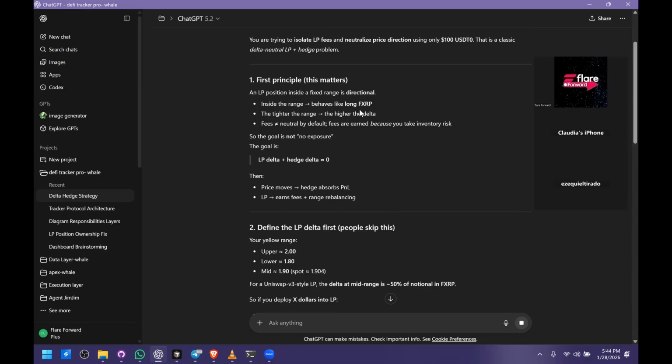So yeah, this is what I wanted to show you guys. When I'm in a liquidity pool, I'm expecting the price to go up because that is how I make money. So that means that whatever capital I have in a liquidity pool, I'm long. That means that I'm expecting it to go higher. The tighter the range, the higher the delta. That means that the tighter I am, the faster I would be converted from FXRP into USDT 0. You understand why I get converted as the price moves up, right?